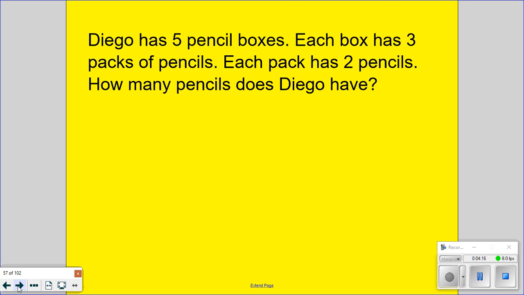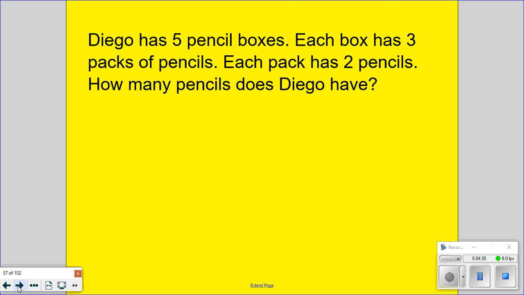Let's start by reading it. It says Diego has 5 pencil boxes. Each box has 3 packs of pencils. Each pack has 2 pencils. How many pencils does Diego have? There's a lot happening.